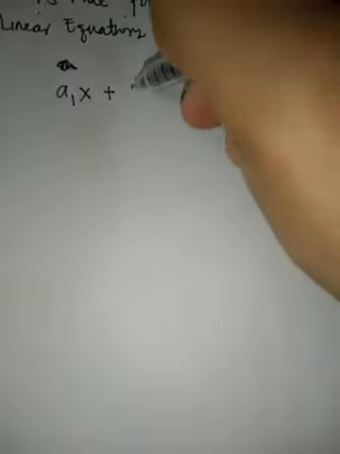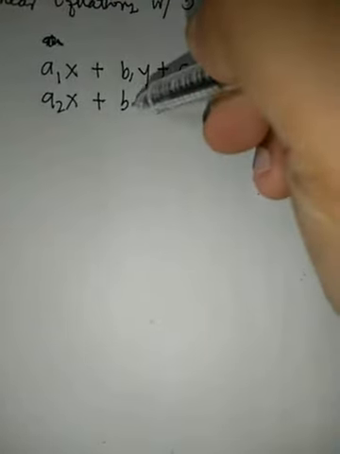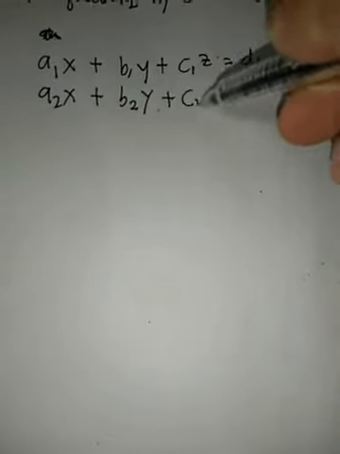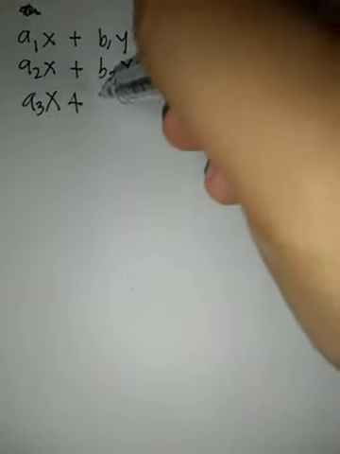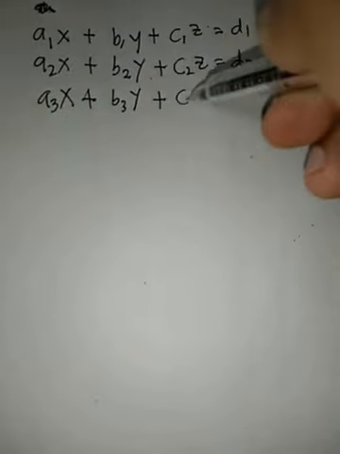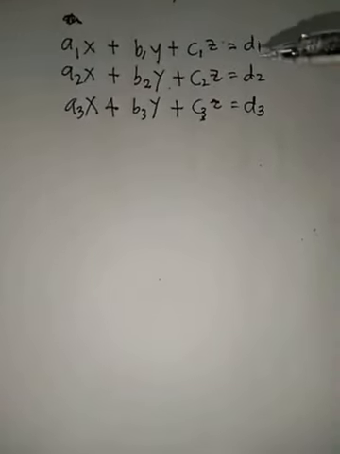We have a1x plus b1y plus c1z equals d1. Then a2x plus b2y plus c2z is equal to d2, then a3x plus b3y plus c3z is equal to d3.